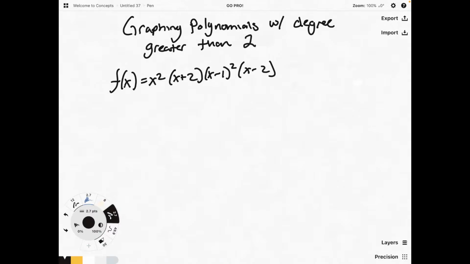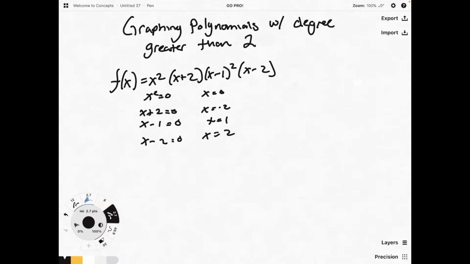With this, we need to find the zeros. How do we do that? We set each factor equal to 0. So we get x squared equals 0. We get x plus 2 equals 0. We get x minus 1 equals 0. Because x minus 1 has a multiplicity of 2, we only need to do it once to understand where it's going to cross, and then we also have x minus 2 equals 0. Solving for x, we get x equals 0, x equals negative 2, x equals 1, and we also get x equals positive 2.